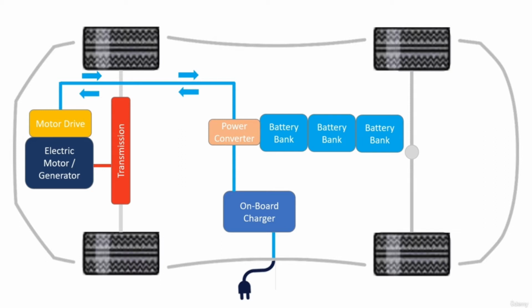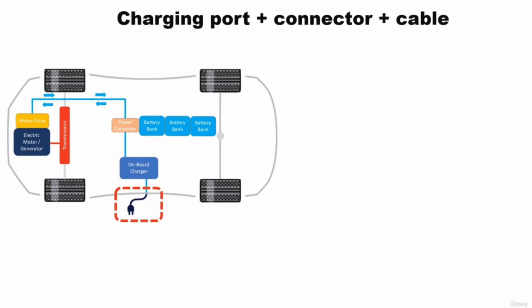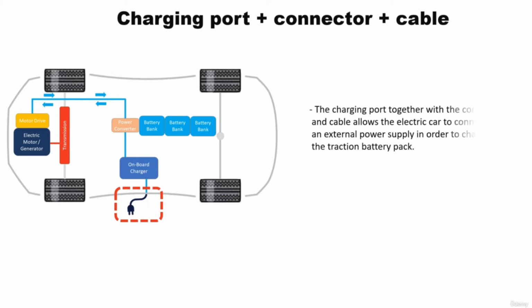To explain what is inside the electric vehicle, let us follow the power flow direction and take a look at the electric car to identify the key components. The first part we look at is the charging port with charging connector and cable. The charging port together with the connector and the cable allows the electric car to connect to an external power supply in order to charge the traction battery pack. The charging port is often referred to as the vehicle inlet.